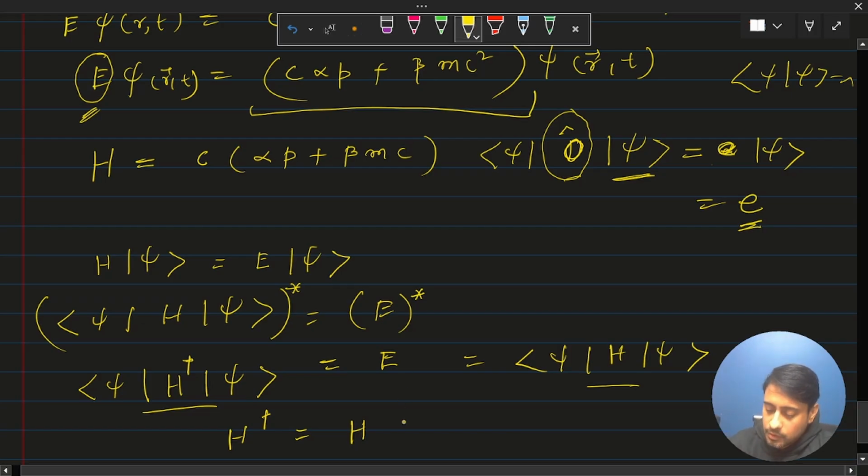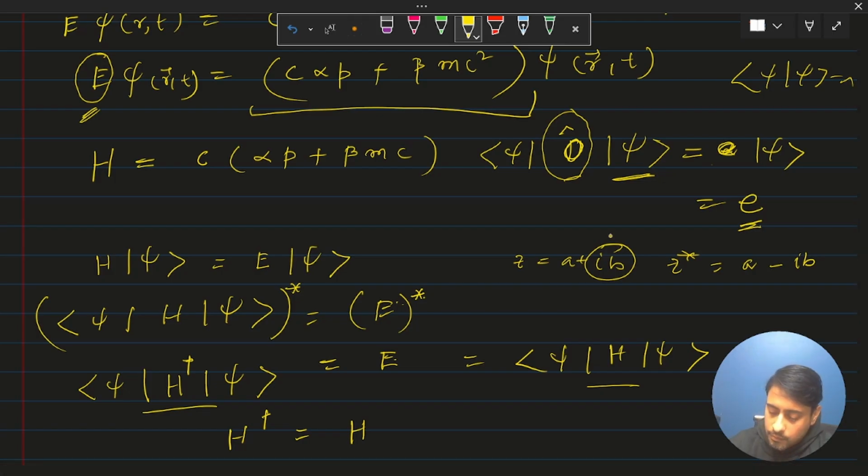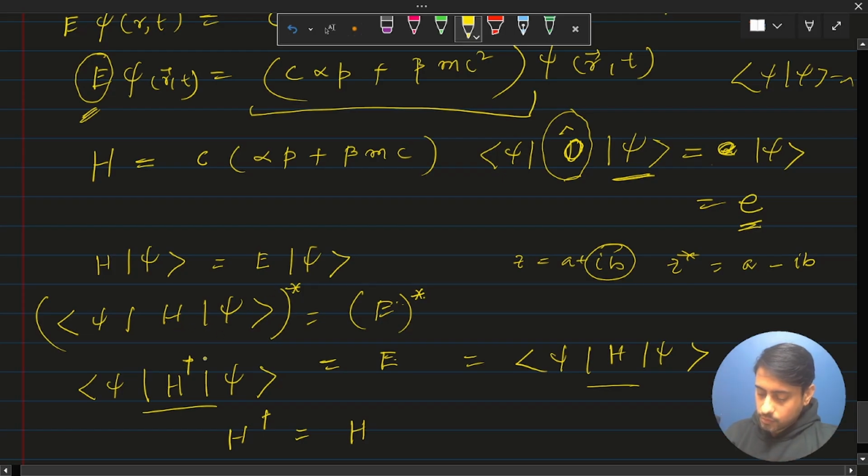Okay, we took the complex conjugate of the real quantity, and that must be equal to the real number, because you know that any complex number z is written as a plus iota b, and if you take the complex conjugate, it gives you a minus iota b. Real numbers do not contain this quantity, so the complex conjugate will give you the same thing. Okay, and when you conjugate this, you get the H dagger, and then these two things should be equal to the same quantity, so H dagger must be H.